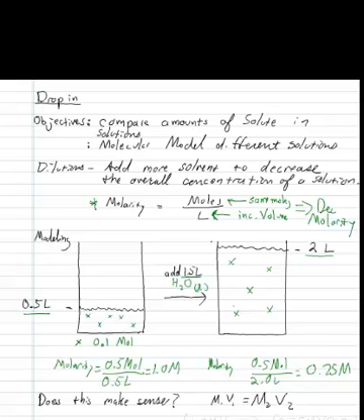Let's check if this makes sense using our dilution formula. The product of M1 and V1 is equal to the product of M2 and V2. So my initial molarity is 1.0 moles per liter. My initial volume is 0.5 liters. Does that equal my final product? My molarity 2 is 0.25 moles per liter, and my final volume is 2 liters. So 1.0 times 0.5 is 0.5, which is equal to 0.25 times 2, that's 0.5 as well. So yes, it does work out.